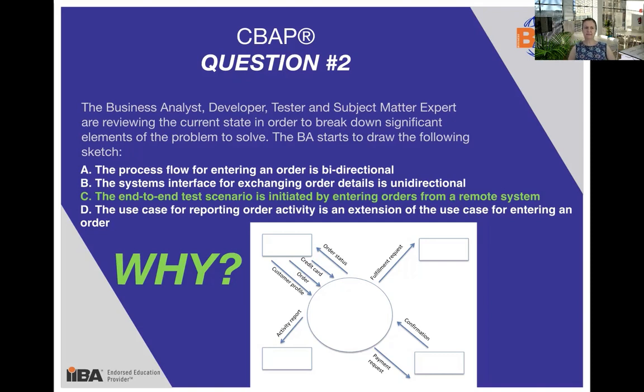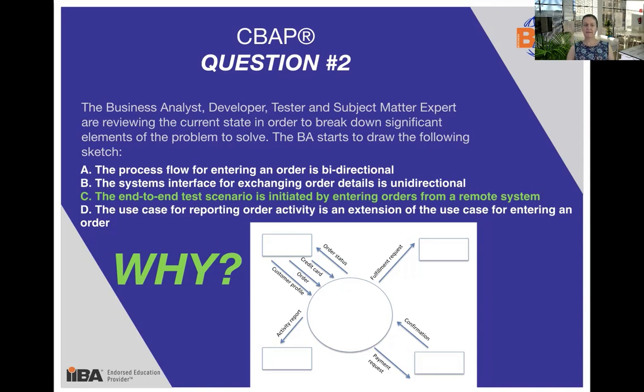So let's have a look specifically at C and at the diagram. So this diagram is an example of a context diagram. And a context diagram shows you the inputs and the outputs coming in from external systems or different entities outside of your system. So this BA is busy showing us what flows in and out of the system to different other systems or entities. And if you look at C, we're talking about the end-to-end test scenario is initiated by entering orders from a remote system. So basically the BA is showing us that the order is initiating from a remote system.